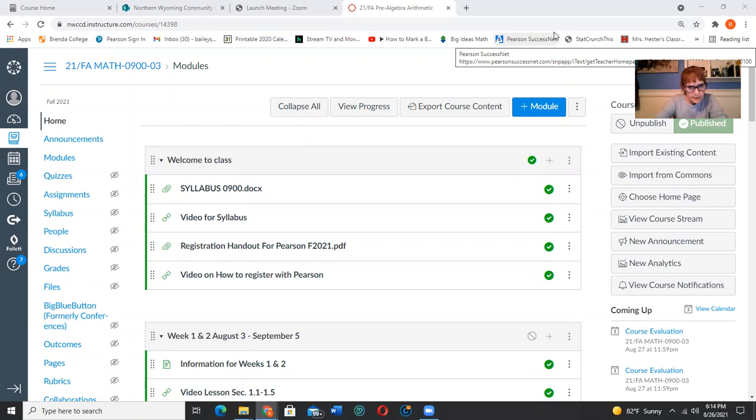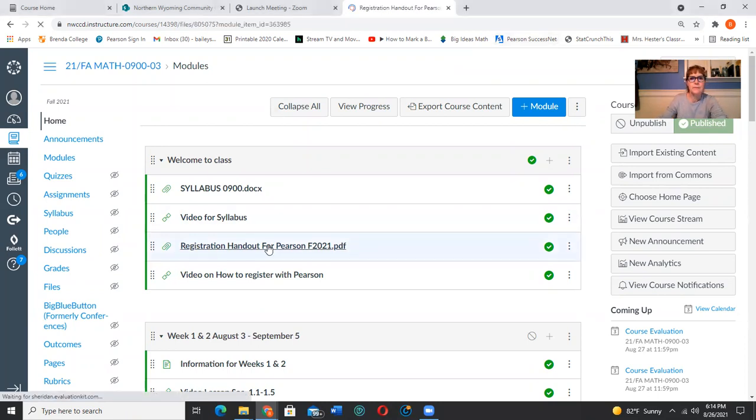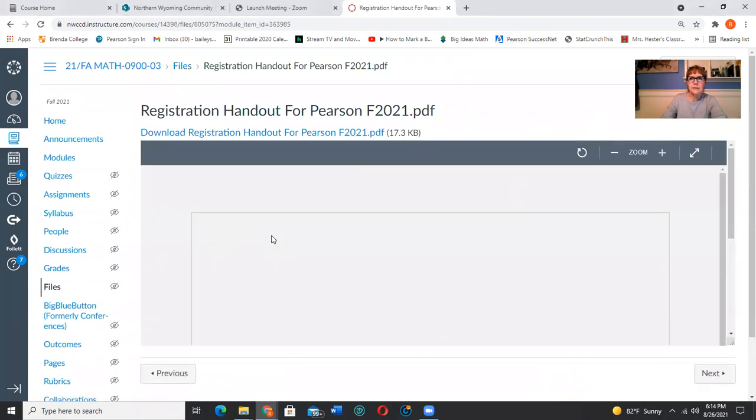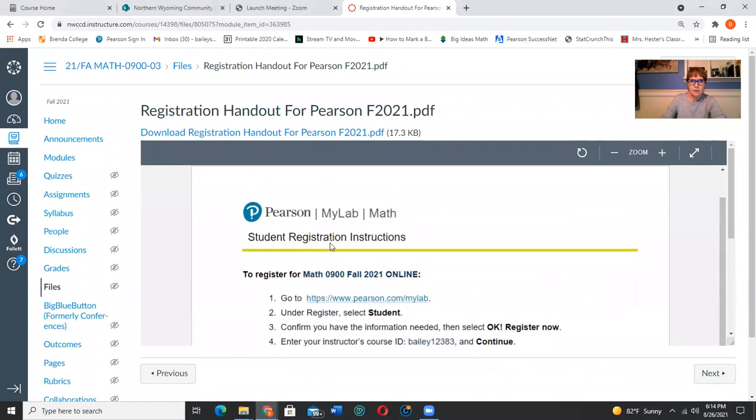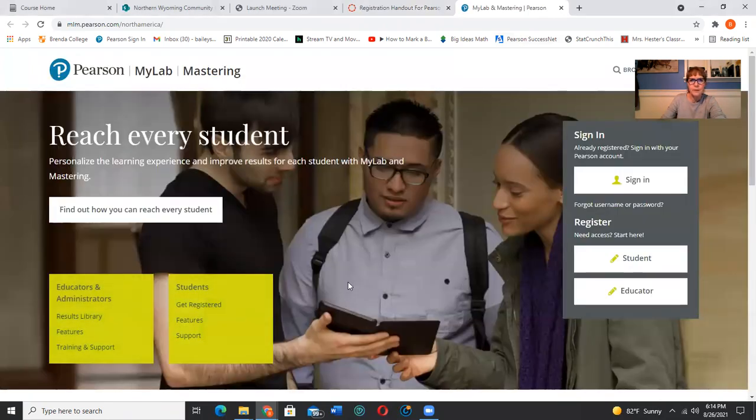So if you'll go to your Canvas, on the Canvas is that registration handout. On the registration handout is the link to get to Pearson, which is right here, that number 1, go to. So that is where you'll want to start with the bookmarking.